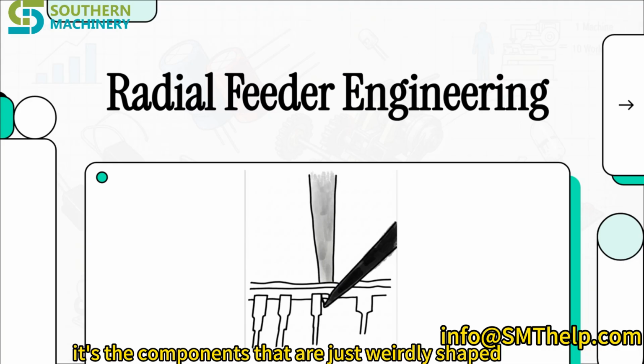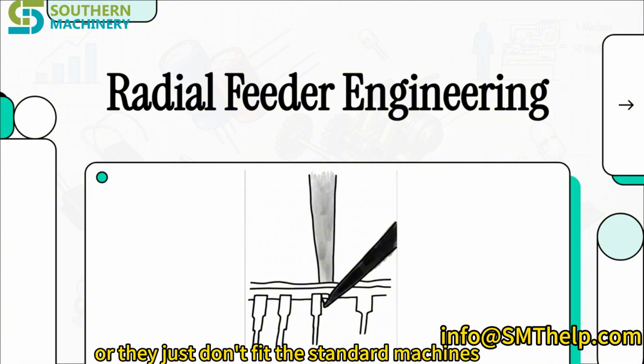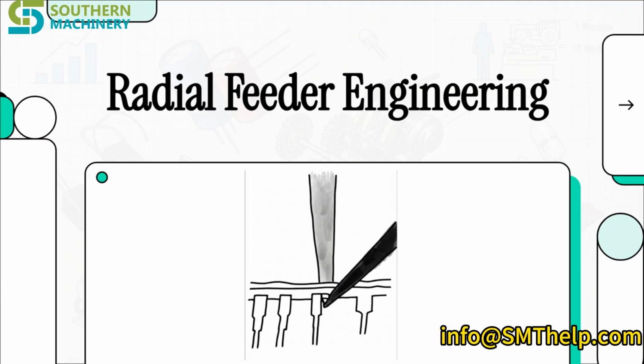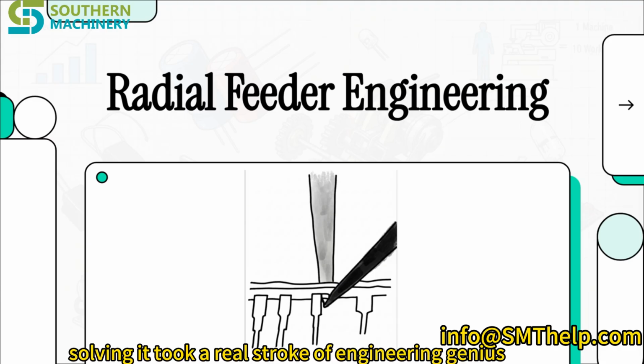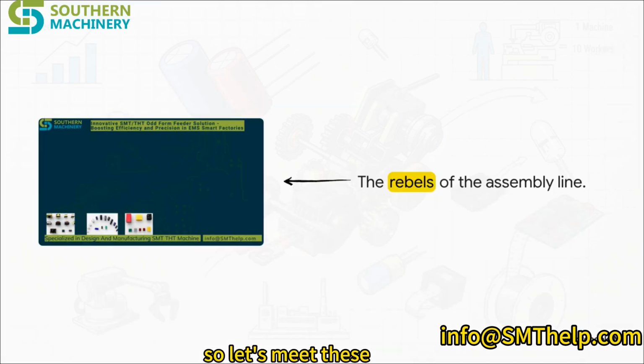And in this factory, it's the components that are just weirdly shaped. They're too big or too tall, or they just don't fit the standard machines. This is what's known as the odd form problem. And honestly, solving it took a real stroke of engineering genius. So let's meet these troublemakers, the odd form components.